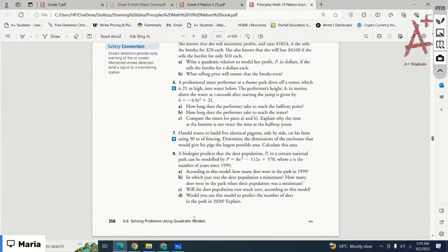Let's just start with question number 7. Harold wants to build 5 identical pig pens side by side on his farm using 30 meters of fencing. Determine the dimensions of the enclosure that would give his pigs the largest possible area. Calculate this area. Okay, question number 7 it is.